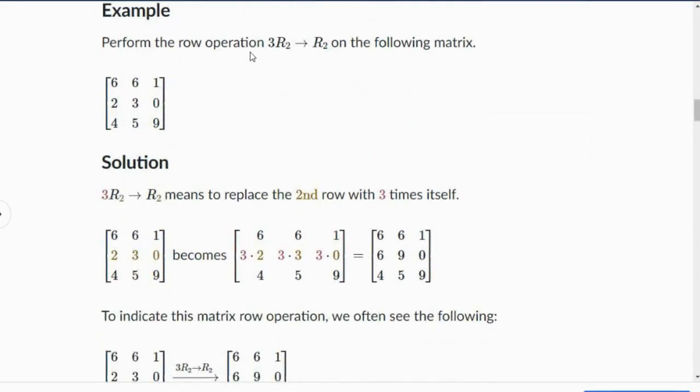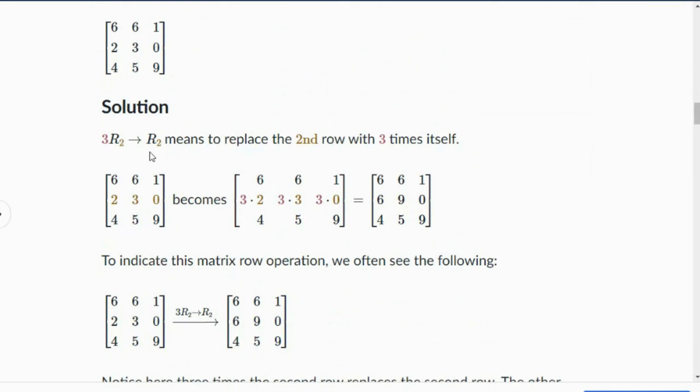All right, so perform the row operation 3R2, and there's an arrow that says that becomes the new R2. So if we look at the sample using this matrix, 6, 6, 1, 2, 3, 0, 4, 5, 9, 3R2 arrow R2 means replace the second row with 3 times itself. So the first row and the third row are unchanged. It didn't say to do anything with those. So they stay exactly the same, 6, 6, 1, 4, 5, 9.